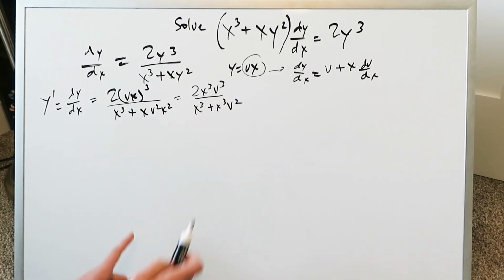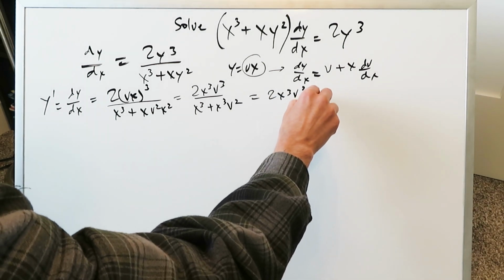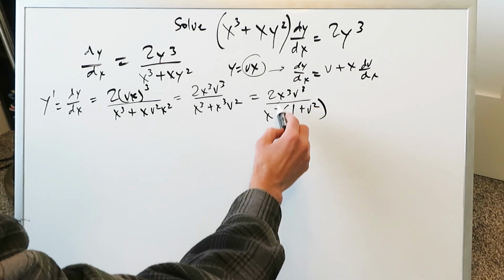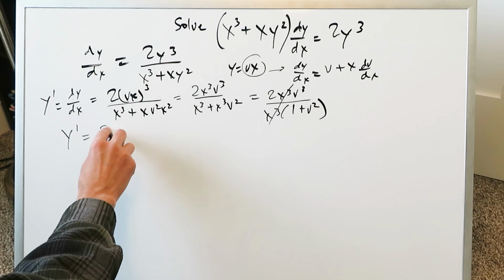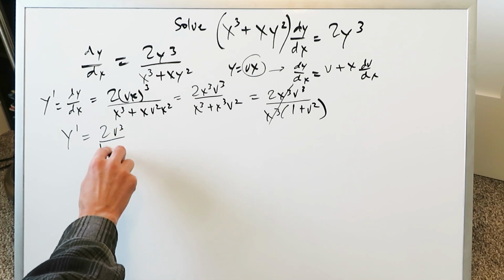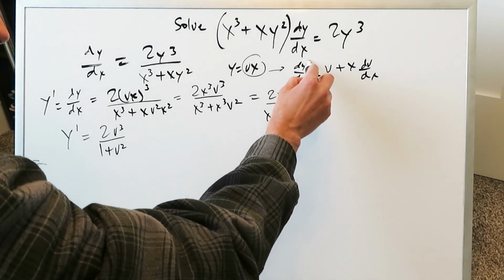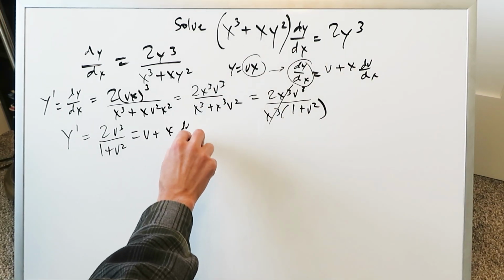Now you can isolate the x cubes and you'll have 2x cubed v cubed over x cubed times (1 plus v squared). These x cubes will cancel out. So let's clean it out. You have y prime is equal to 2v cubed over 1 plus v squared. But this y prime is synonymous with this one right over here, and you know that is equal to v plus x dv over dx.